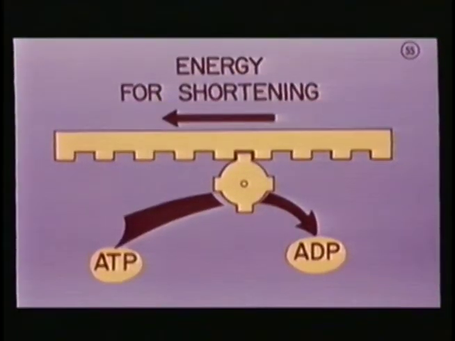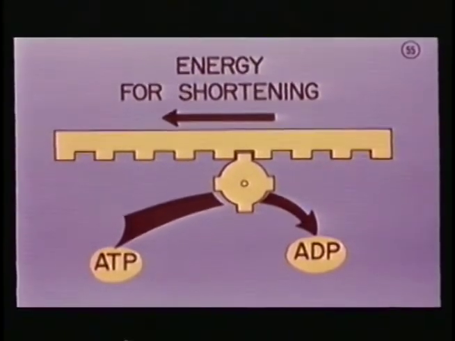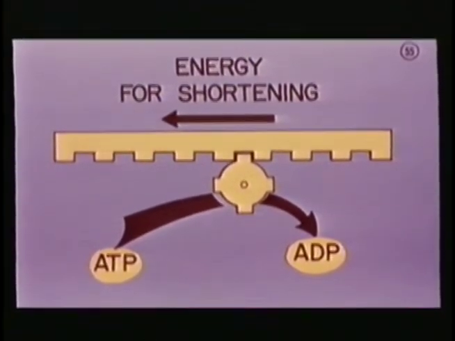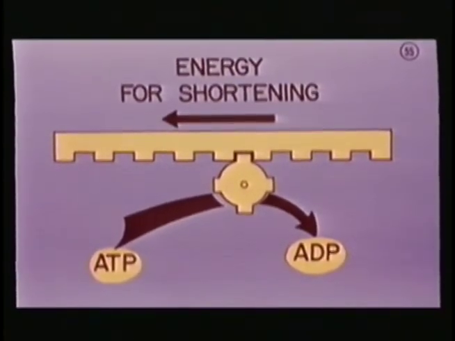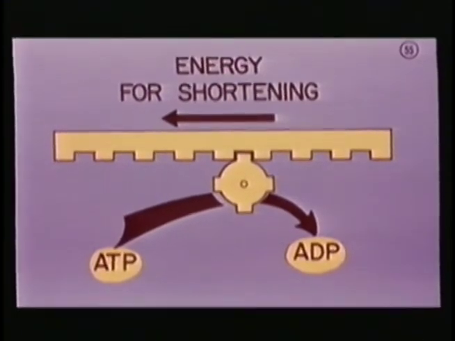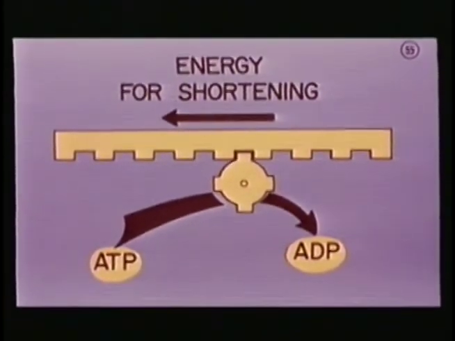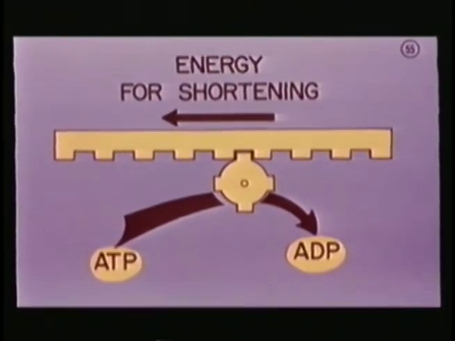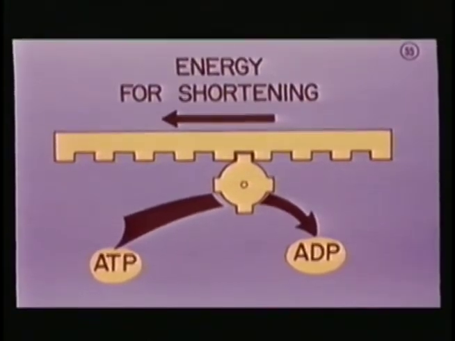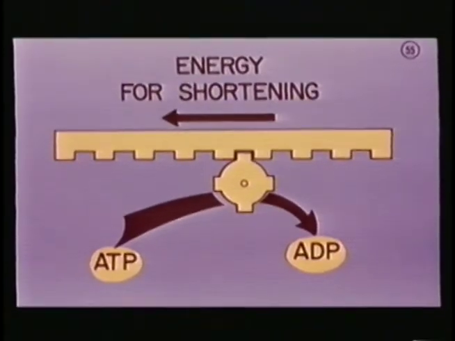Slide 55. In order to achieve macroscopic shortening of the type required to eject blood from the ventricle, the cycle of steps 3, 4, 5, and 6 is repeated many times. The energy required to drive this cycle is provided by the hydrolysis of ATP. The reaction sequence outlined in the previous slide leaves unspecified the connection between ATP hydrolysis and contraction. The connection as it is now understood is outlined in the next few slides.